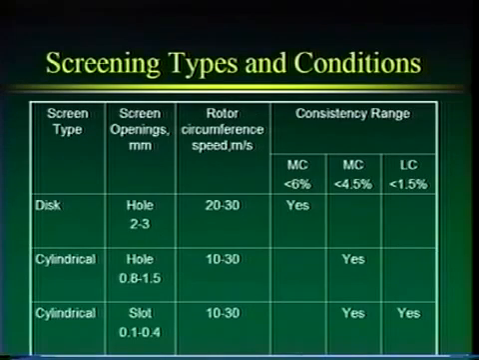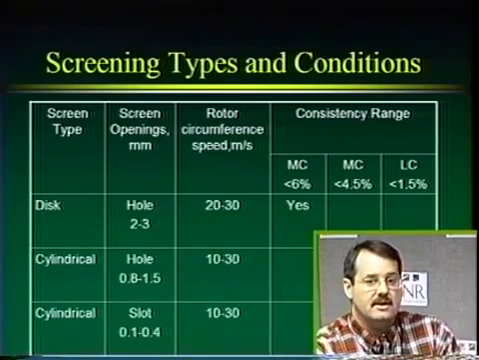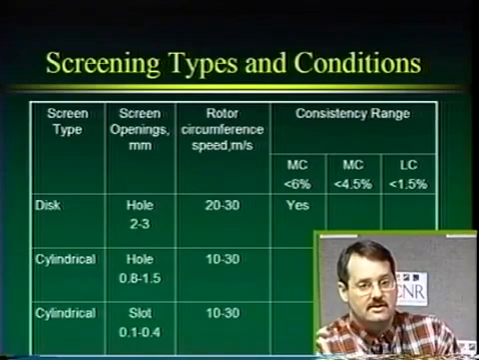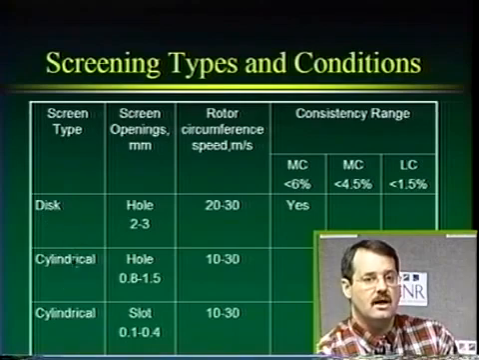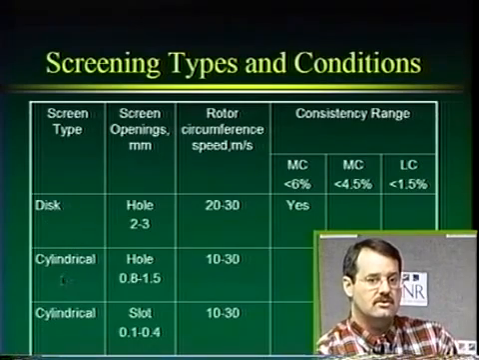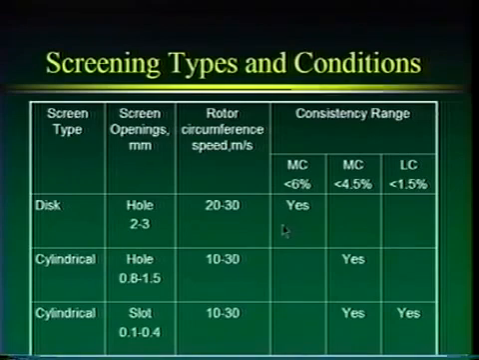Okay, so this table right here describes the major screening types and the conditions that are used in those screening types. We've got 2 major screening types. We've got a disc type screen and cylindrical type screens, and I'll show you those in a second. The disc type screens are usually used for medium consistency screening, so it could be up to 6%. And the screen openings are typically holes, and those holes are about 2 to 3 millimeters. So this is called coarse screening.